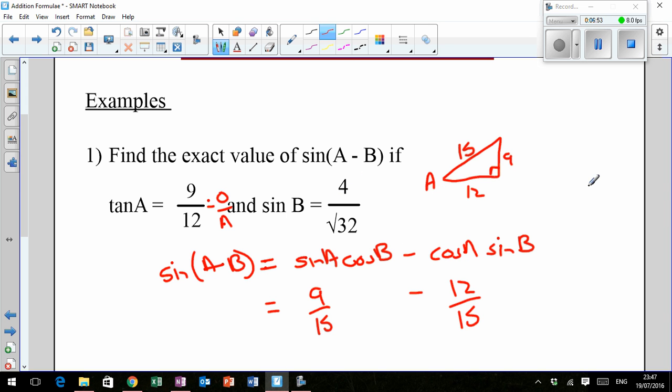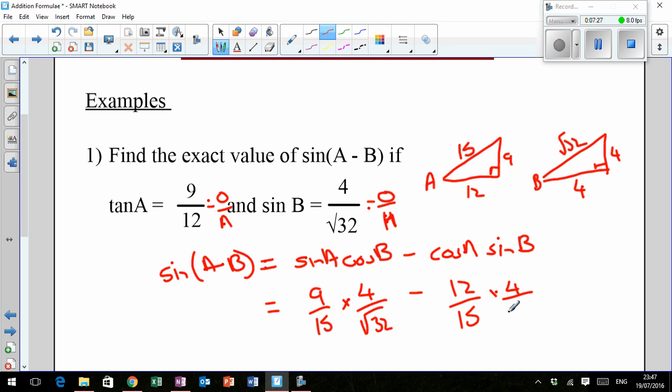And then similarly for b, we can do a right angled triangle again with b. Now we know that sine is opposite over hypotenuse, so the opposite to b will be 4. That'll be root 32. And then when we do Pythagoras again, that'll be 4. Okay, and then we can do exactly the same again. Cos b is going to be 4 over root 32. And sine b is also going to be 4 over root 32.